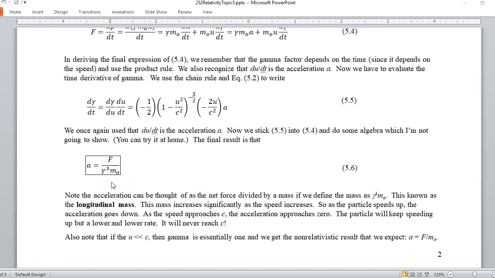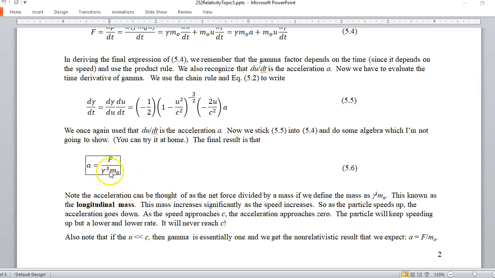In regular non-relativistic physics, it would just be F over m naught, because the gamma factor would be essentially 1, and that's what we're used to. But we find out for relativistic mechanics, the acceleration actually gets smaller and smaller and smaller, even though the force is constant as the particle speeds up. In fact, it gets smaller very quickly because this gamma factor, as you might recall, as u approaches c, the gamma factor is approaching infinity, and a depends on 1 over gamma cubed.